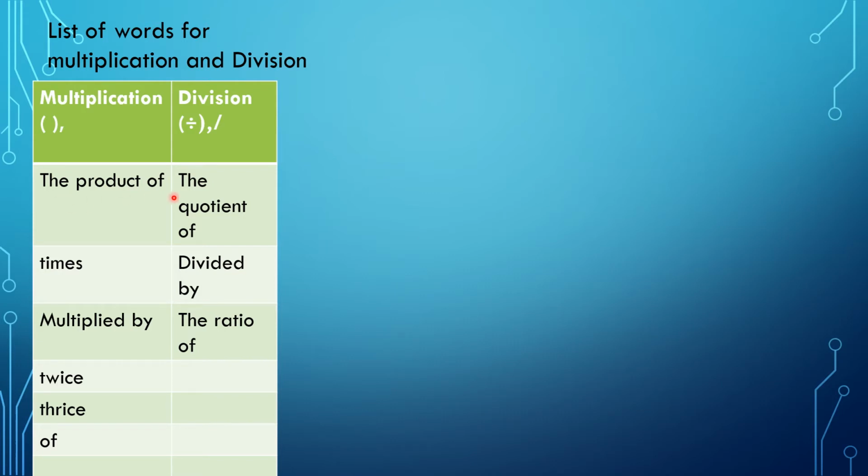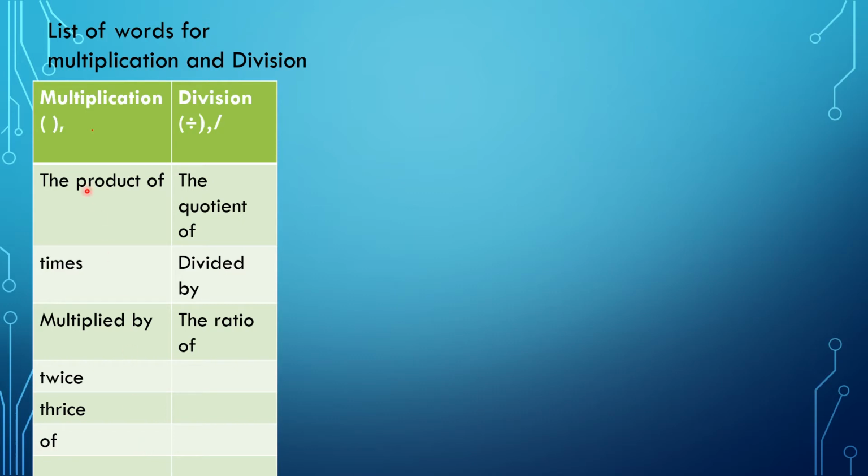The product of, times, multiplied by, twice, thrice, and of. For division, we have the quotient of, divided by, the ratio of. Now, take note, in multiplication, you can use parentheses as a symbol for multiplication, or you can also use a dot, okay, which is placed in between the numbers.